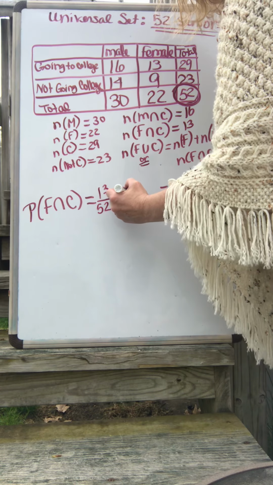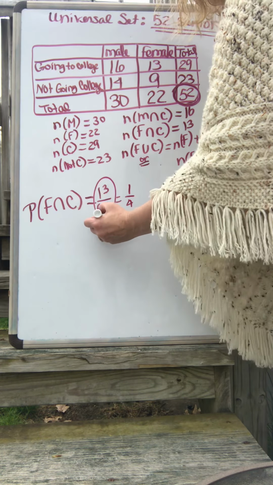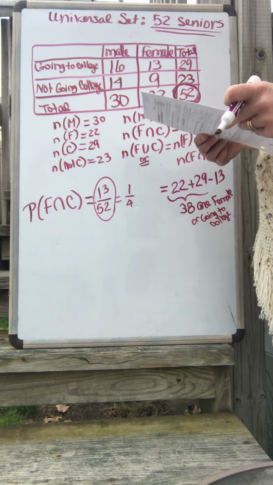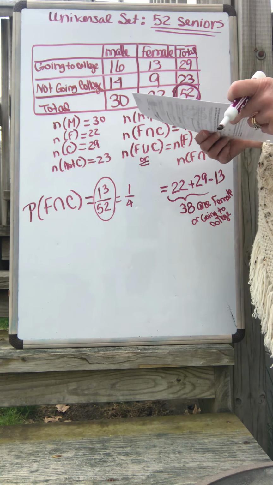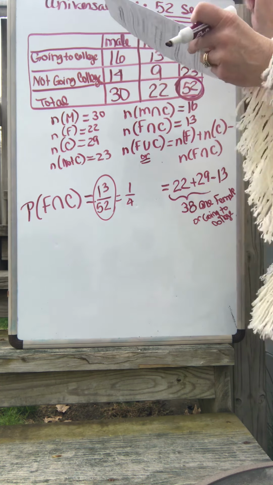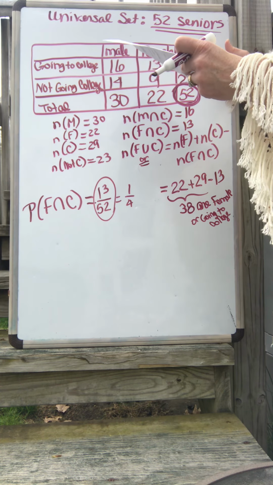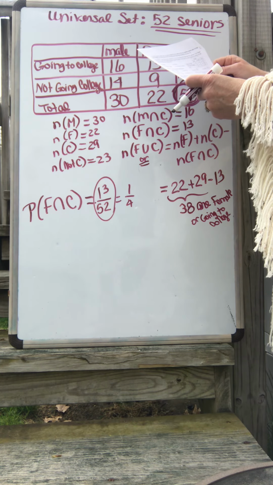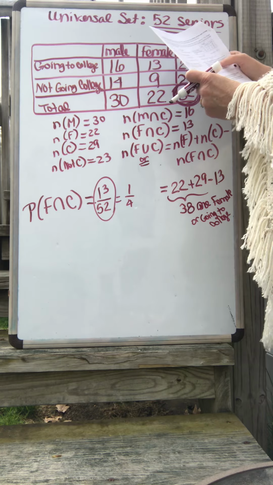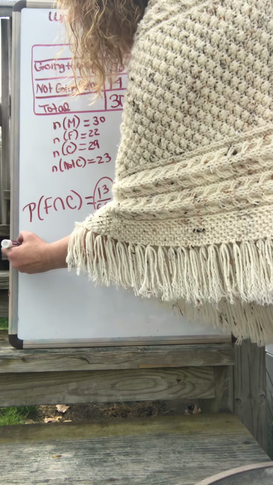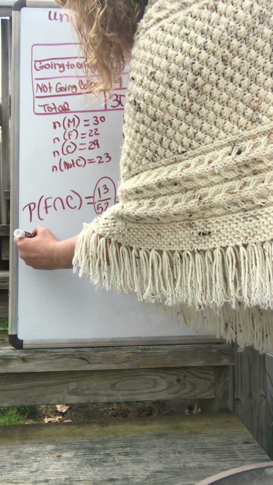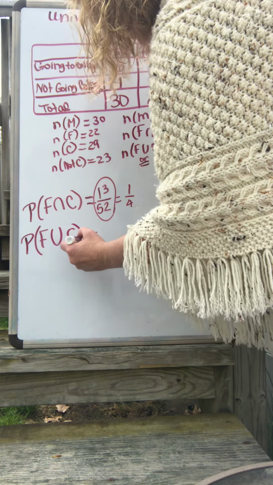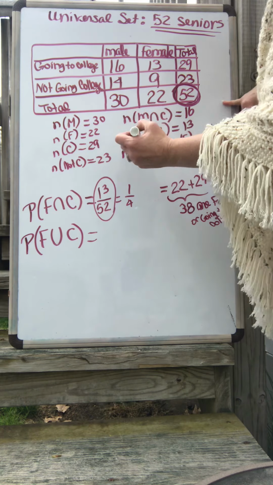Now you could reduce this to 1/4, but again, this answer is perfect, and I would actually keep it that way. C, what is the probability that a person picked at random would be a female or somebody going to college? Okay, so now if I want the probability that the person would be female, so now the probability of female, and now it's or going to college. Well, again, female is 22.